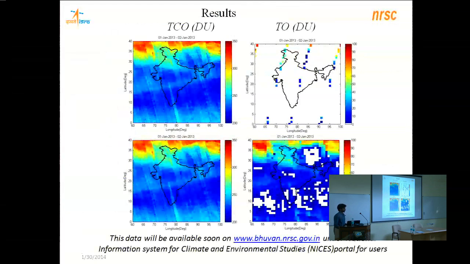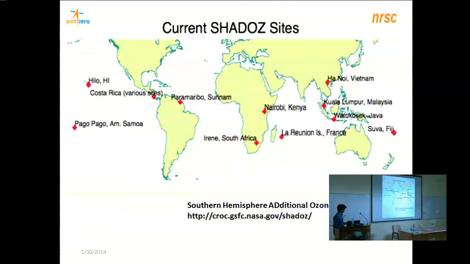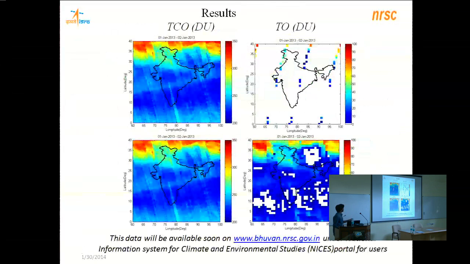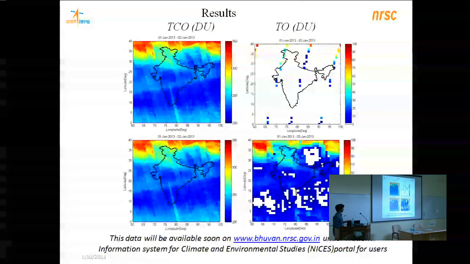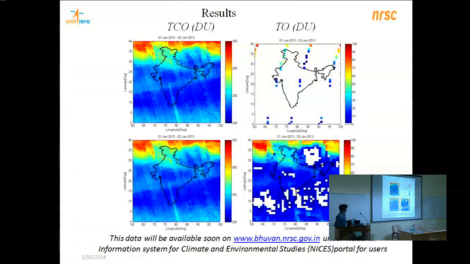These are the results. This TCO is direct from the Ozone Monitoring Instrument, OMI, and this is the derived tropospheric ozone with 100 kilometer resolution. There are a few data gaps, and this data will be available soon on the Bhuvan web portal under NICES. NICES is a new initiative of ISRO.